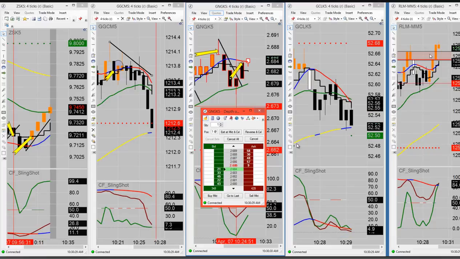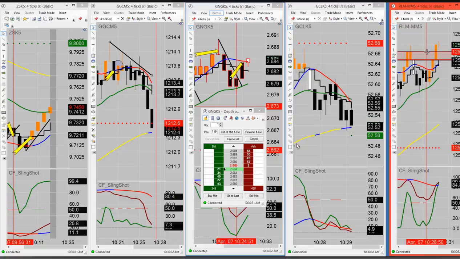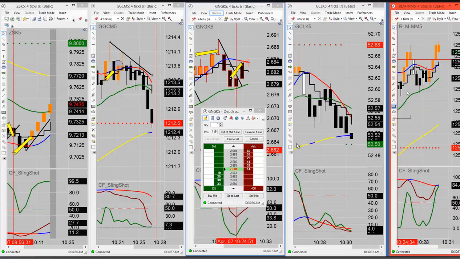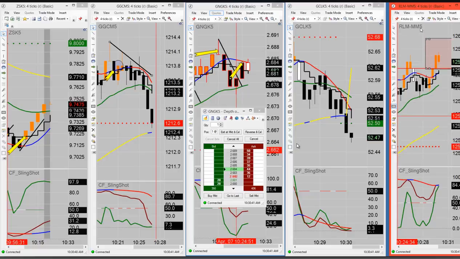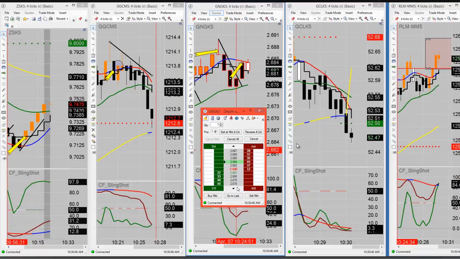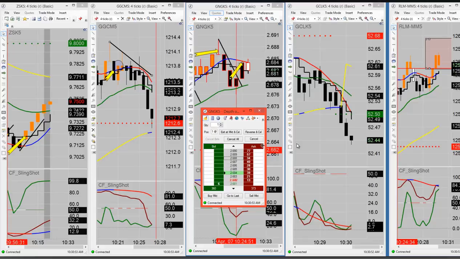The Russell zone is 59 to 60, right? Make sure we only have 8 ticks risk on this. Yes. Yeah, the soybeans are looking less and less like a trade here, guys.